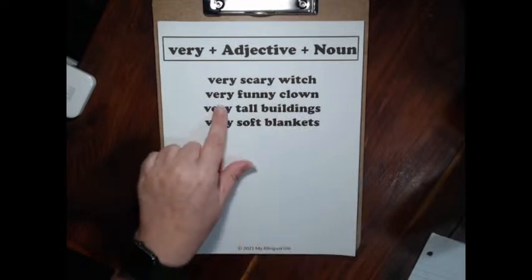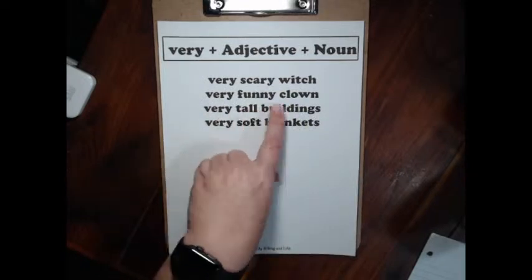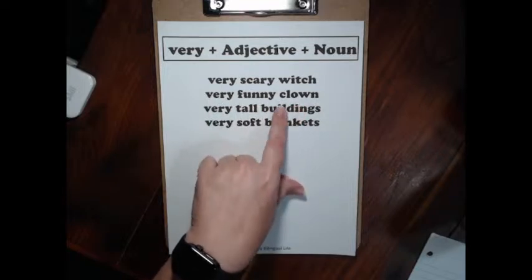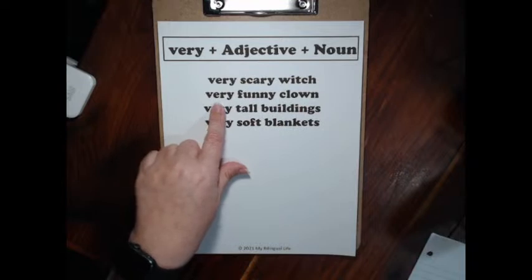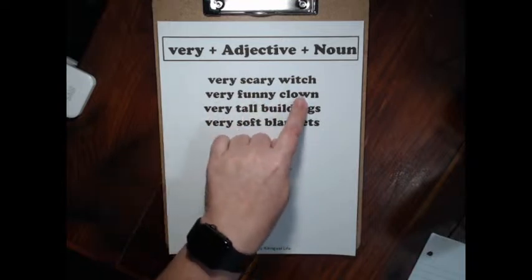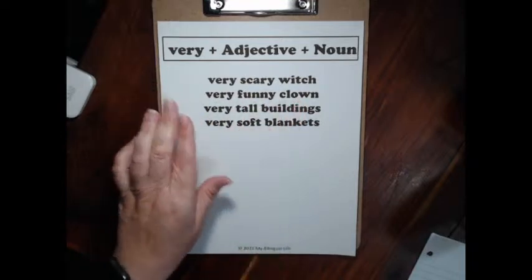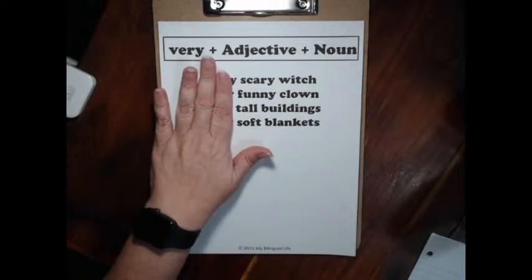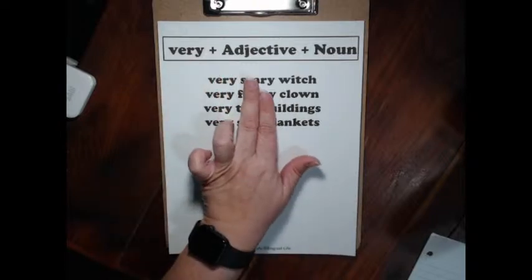Okay, the next one was a very funny clown. So there was another child dressed up as a clown, and she said, "You're a very funny clown." Now, if we took off very and just said funny clown, that would be okay. But we can't take off funny. We can't have very clown.